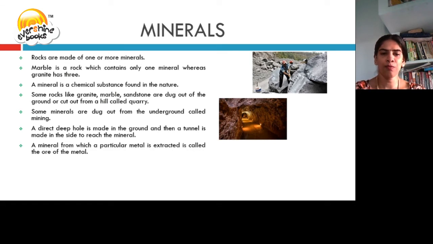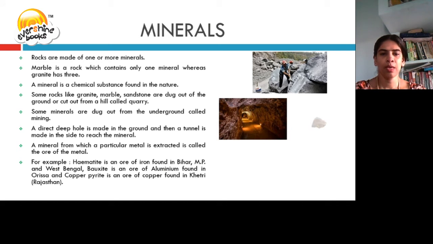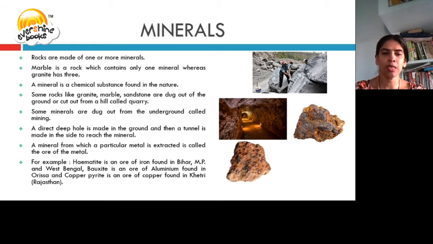A mineral from which a particular metal is extracted is called the ore of the metal. That is, from the ore we can extract a particular metal. For example, hematite is an ore of iron which is found in Bihar, Madhya Pradesh, and West Bengal. Bauxite is an ore of aluminium which is found in Orissa. Copper pyrite is an ore of copper found in Rajasthan.